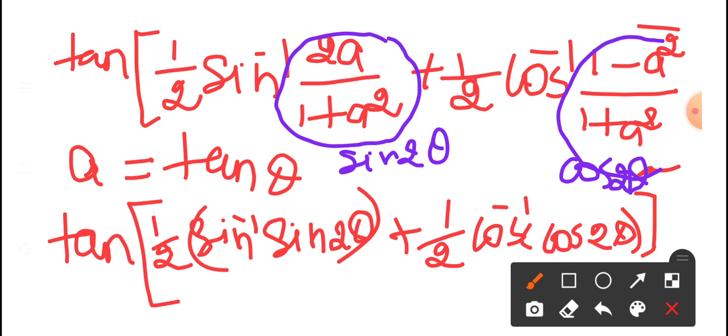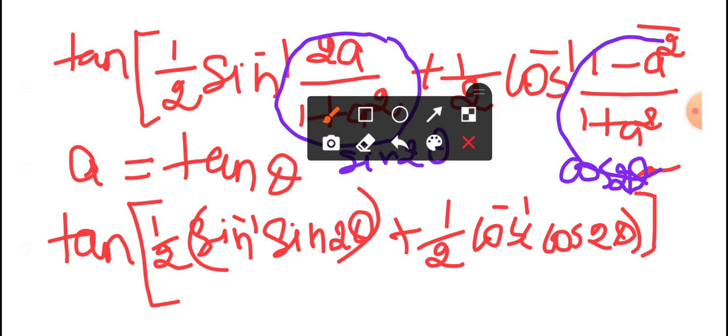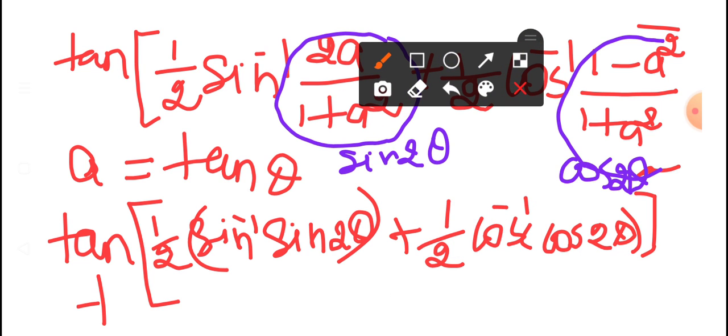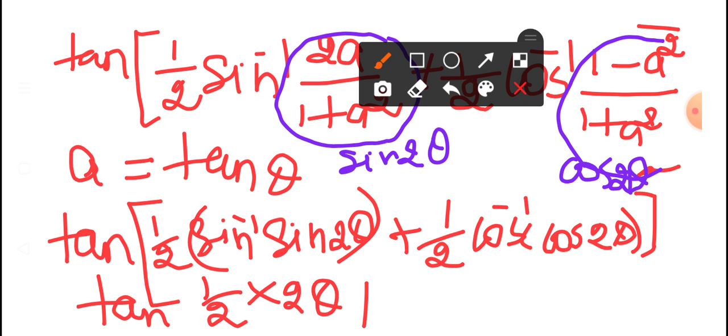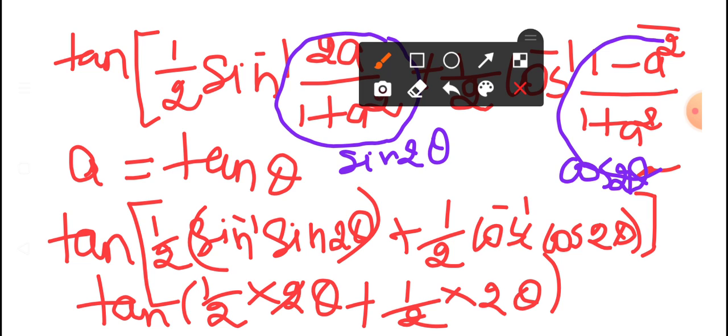Now listen, what is the answer here? Here in tan, sin inverse sin cancels, so we get 1 by 2 into 2 theta. Plus here also cos inverse cos cancels, we get only 2 theta. Now students listen, here 2 cancels, here 2 cancels, so theta plus theta is equal to tan 2 theta. Now our final answer is tan 2 theta.